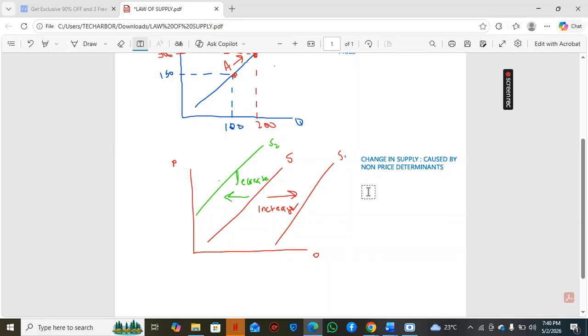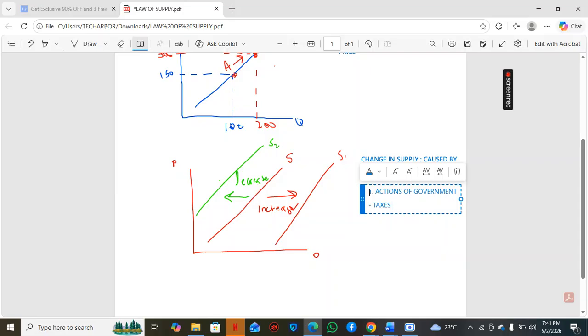Number one, you have actions of government. These actions include taxes. Just remember, anything that can cause the cost of production to go up or down will affect supply. If the cost of production goes up, you produce less. If the cost of production goes down, it will help supply and you produce more.